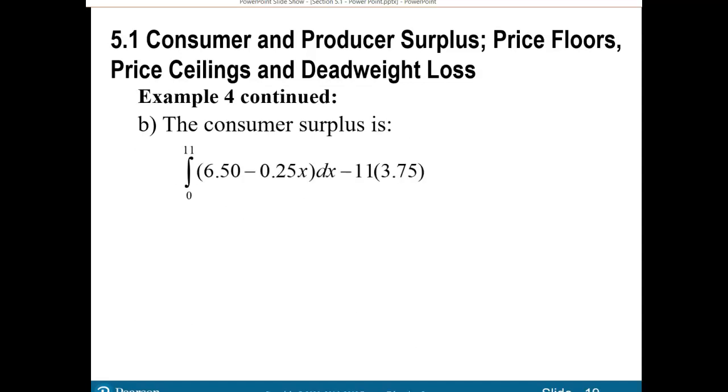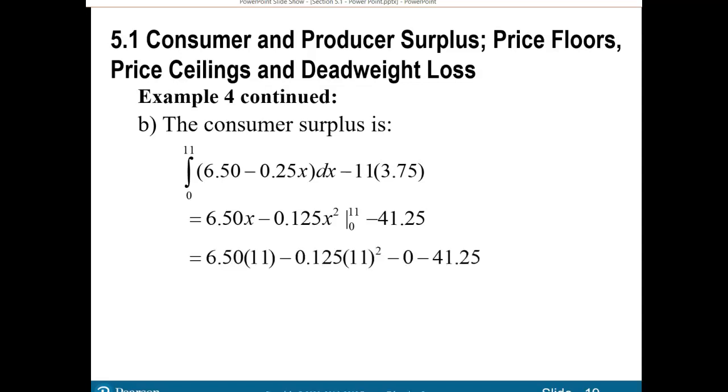All right, consumer surplus then is the definite integral from 0 to 11 of the demand function minus the product of the two components of that equilibrium point. So my antiderivative evaluated between 0 and 11. 11 times the 3.75 is the 41.25. Plug in 11, plug in 0, subtract. Use your calculator to clean it up. We should get 15.125. In terms of money, that would round to $15.13.